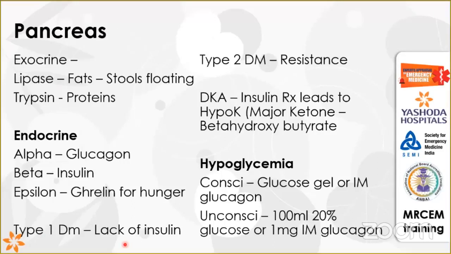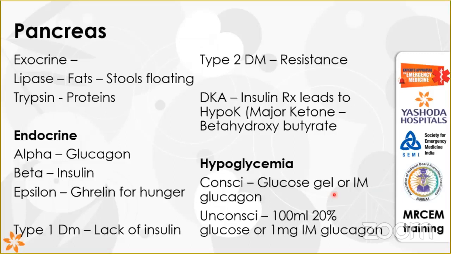If the patient is hypoglycemic and conscious, you can try glucose gel or some carbohydrate meal, or you can give glucagon IM. If they're unconscious, you can give 20% glucose 100 ml, or even glucagon can be given. But if they tell you that someone is chronically hypoglycemic or malnourished, in them the glycogen stores may not be there, so glucagon will not be able to help.